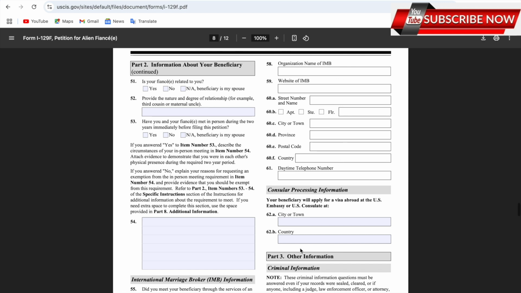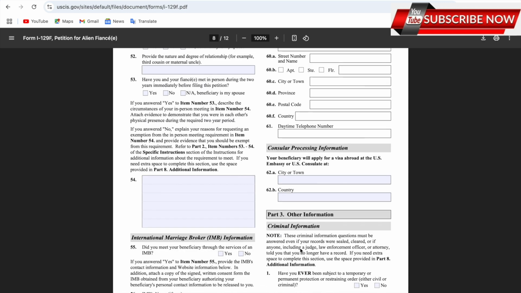And it says consular processing information. The beneficiary will apply for a visa abroad at the US Embassy or US Consulate at. So for the country your fiance is in, the US Embassy they will be going to, you put in the city or town and the country over here.